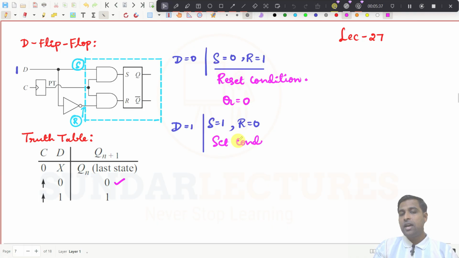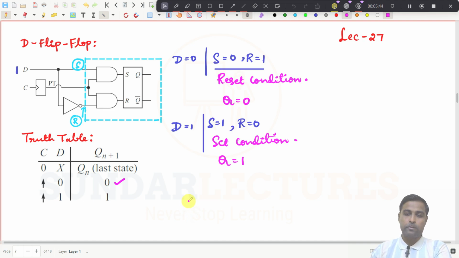Set condition. And in set condition, what should the output be? By default it is 1. Whatever the input may be, whatever the previous state or present state may be, the next state will be 1. If the present state is 0, the next state will be 1, right? So this is what is happening here.